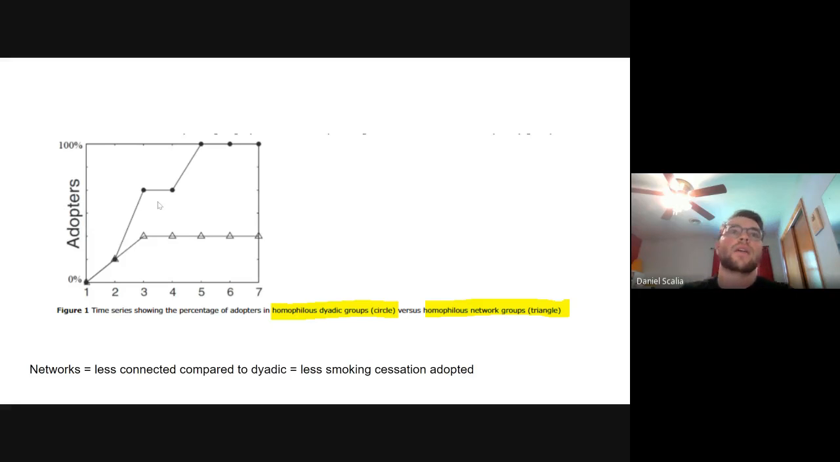We see that with the network group, which is the triangle, we have fewer adopters, even as the number of people who are quitting smoking rises. So we can interpret that unhealthy networks result in individuals having fewer ties to healthy individuals. Again, if anybody has any questions about these things, feel free to just say something in the chat. Then we'll move on to question 4. If anybody got an answer for question 4, could you put it in the chat?